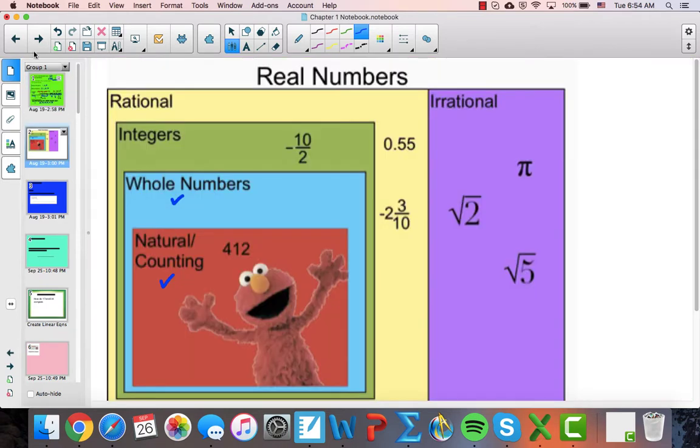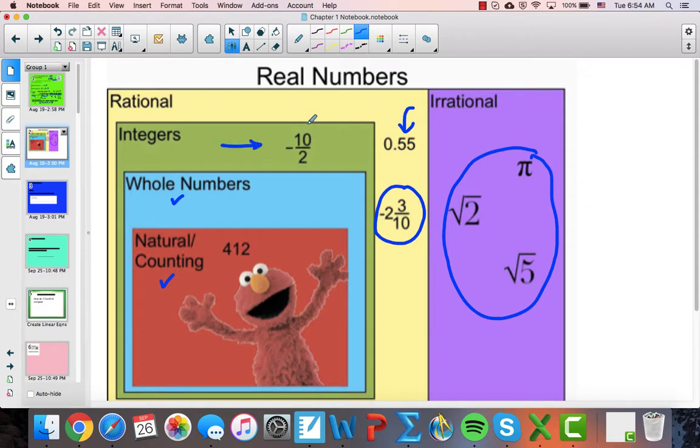And I did give you some cute little examples of different numbers. So these are examples of irrational numbers. We've got our rational numbers. Look, -2 3/10. That can be expressed as a fraction. 0.5, it's a terminating decimal, so it can be written as a fraction. Integers, but I said integers had to be whole. Well, remember, if you evaluate the number, that becomes -5, so it would be an integer.